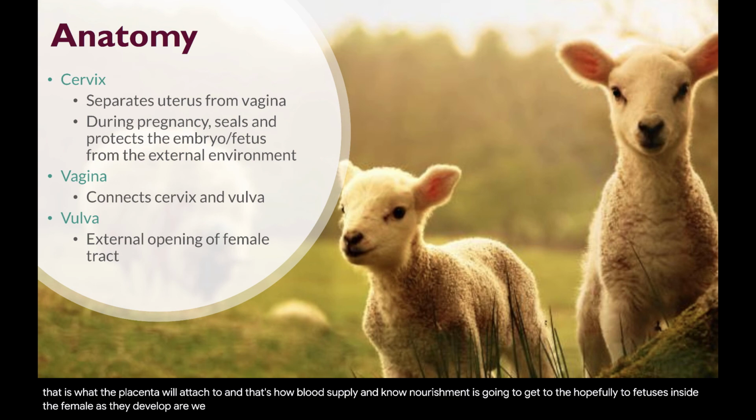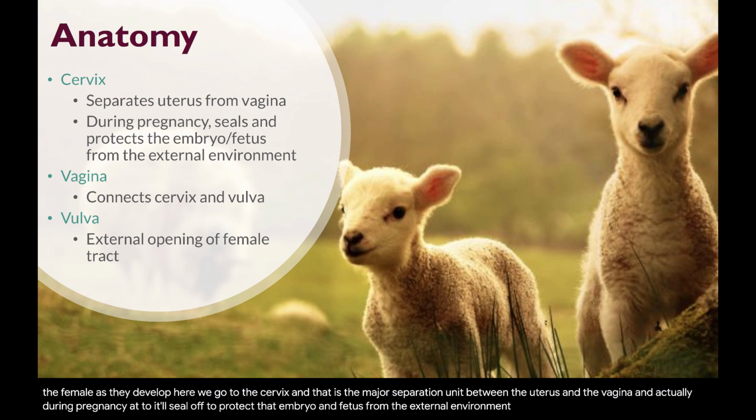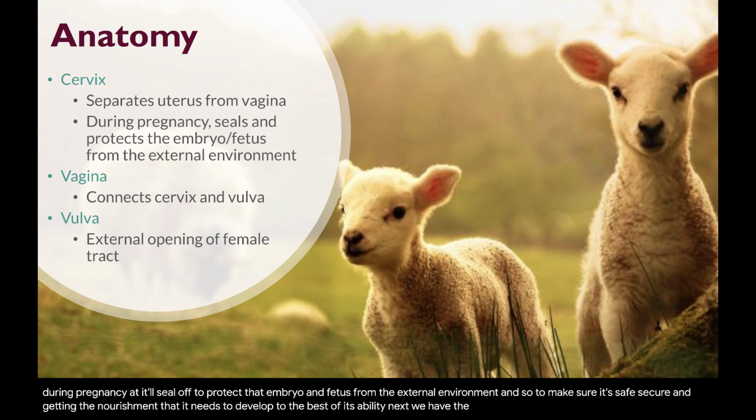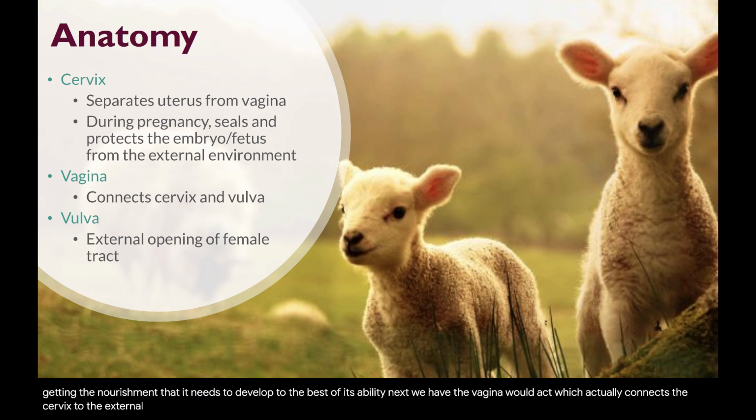From there, we go to the cervix, and that is the major separation unit between the uterus and the vagina. And actually, during pregnancy, it'll seal off to protect that embryo and fetus from the external environment. And so to make sure it's safe, secure, and getting the nourishment that it needs to develop to the best of its ability. Next, we have the vagina, which actually connects the cervix to the external opening to the female reproductive tract, the vulva.